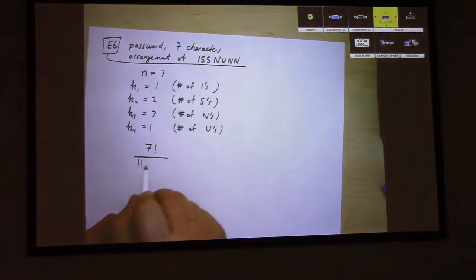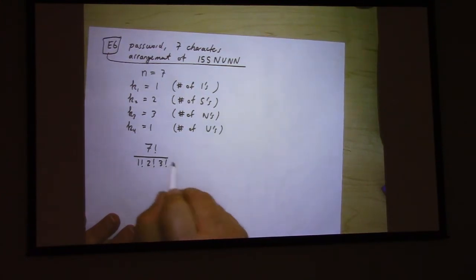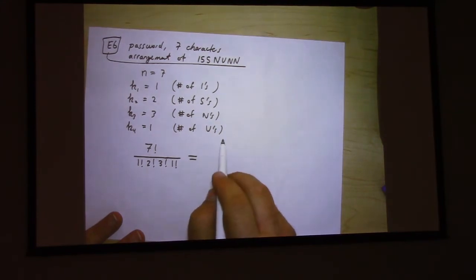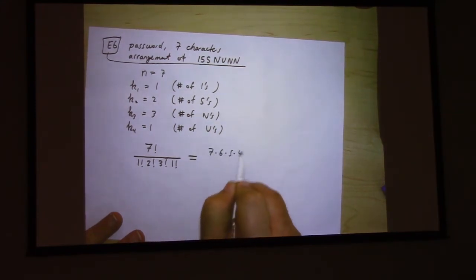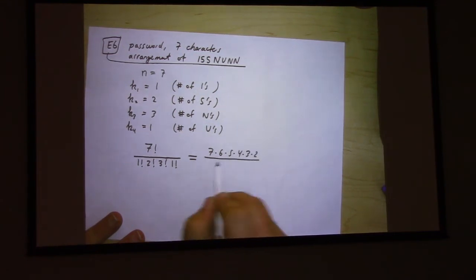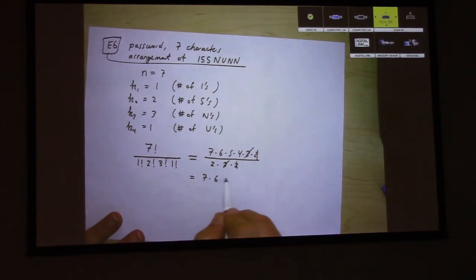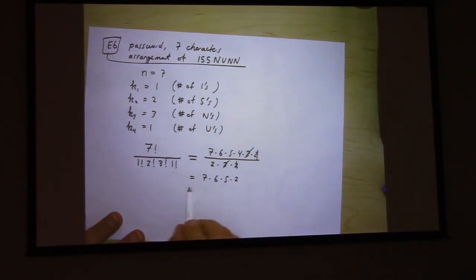The answer is 7 factorial divided by 1 factorial times 2 factorial times 3 factorial times 1 factorial. All right, that's the number of distinct permutations here, possible passwords rather. And so that's 7 times 6 times 5 times 4 times 3 times 2 divided by 2 times 3 times 2. So we get the 3 cancels, the 2 cancels, and we're just left with 7 times 6 times 5 times 4 over 2, which is 2. So that's 42 times 10. So the answer is there are 420 such passwords.